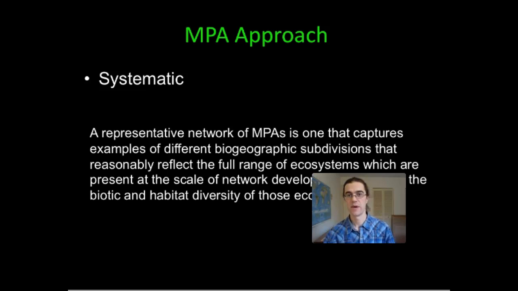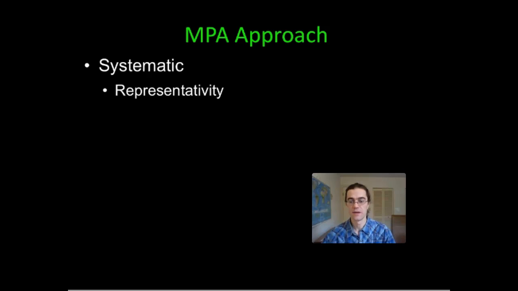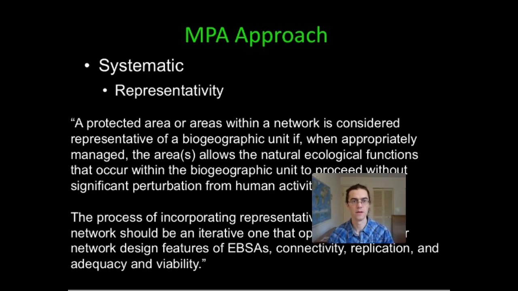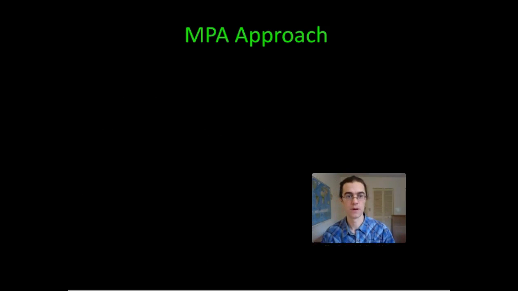So to dive into systematic a little bit deeper, we have a representative network. A key feature of the systematic approach is representativity. A representative network of MPAs is one that captures examples of different biogeographic subdivisions that reasonably reflect the full range of ecosystems which are present at the scale of network development. There's a big phrase, network development, including the biotic and habitat diversity of those ecosystems. This is from the DFO large report in 2012, which I'm going to provide the link there for you. But just to continue on that representativity theme, or explanation rather, I have a little DFO 2012 on my slide on this end.